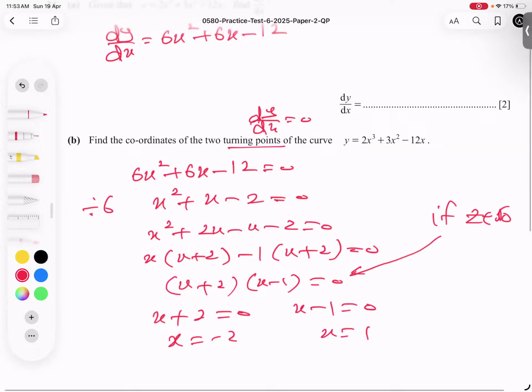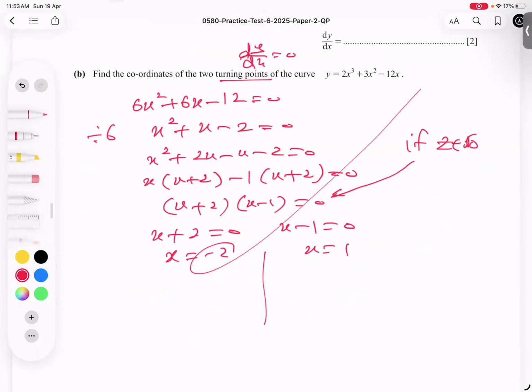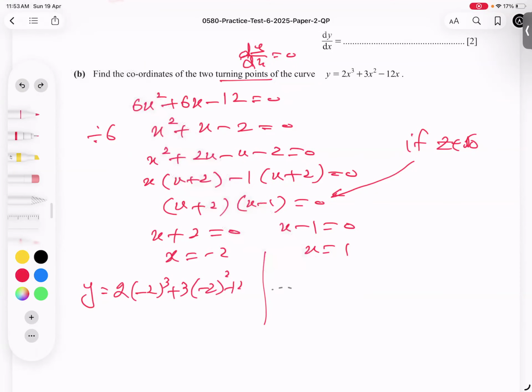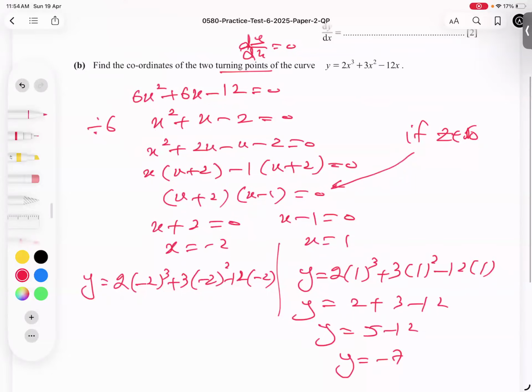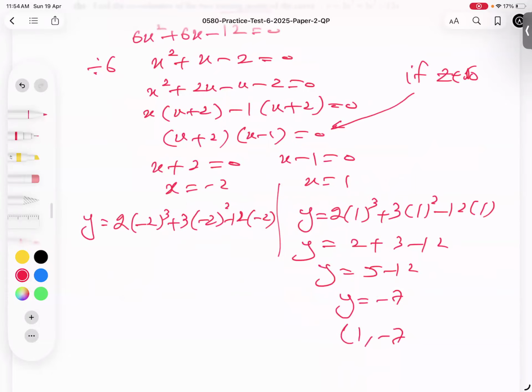Both values I'm going to plug into the equation of the curve. So when I plug it in here, let's see what happens. 2 times negative 2 to power 3, and 3 times negative 2 to power 2, and negative 12 times negative 2. And same here, y equals 2 times 1 to power 3, and 3 times 1 to power 2, and 12 times 1. Then I can say 1 to power 3 is 1. I got 2 here, 3, and negative 12. So I'm getting 5 minus 12. I got negative 7. So the pair is this and this. So I got 1 comma negative 7.